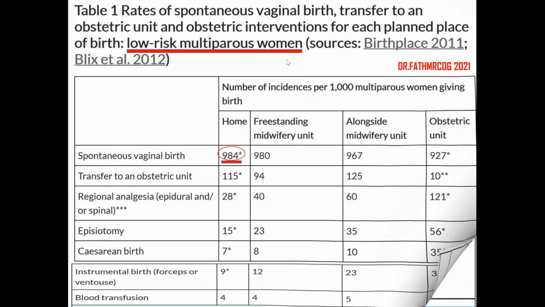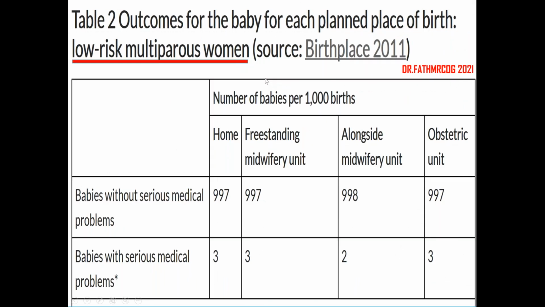So what about the outcome for the baby for each planned place of birth in low risk multiparous women? We'll show the outcome for the baby in low risk multiparous women. Here we divide into two groups: babies without serious medical problem, and babies with a serious medical problem.